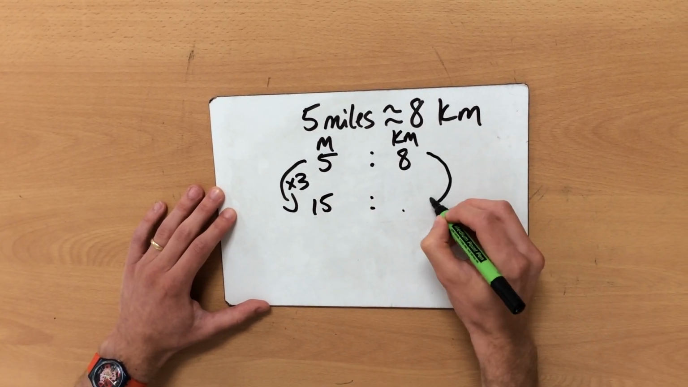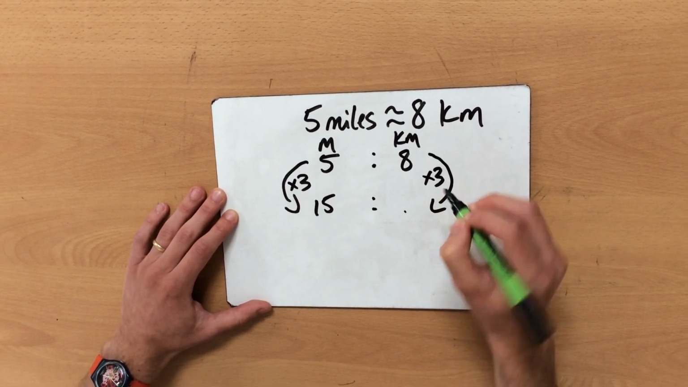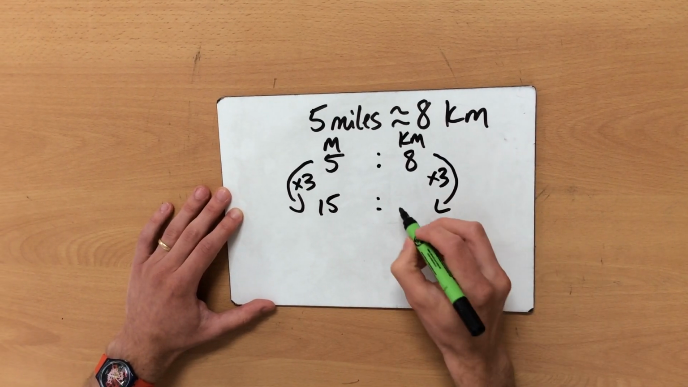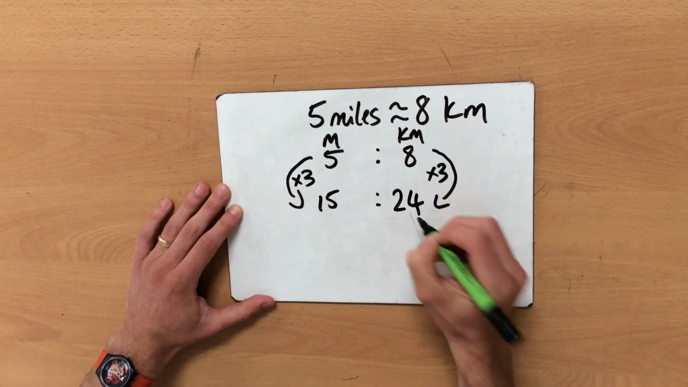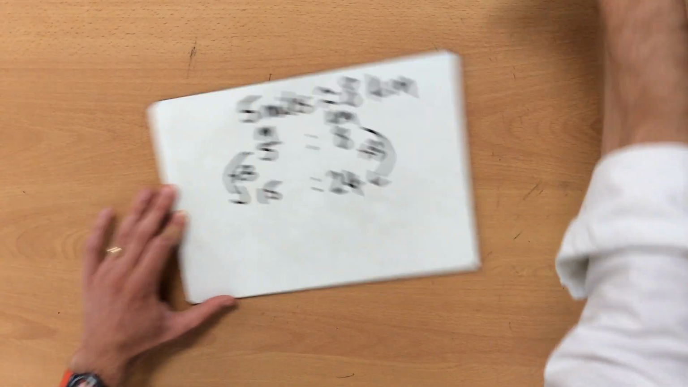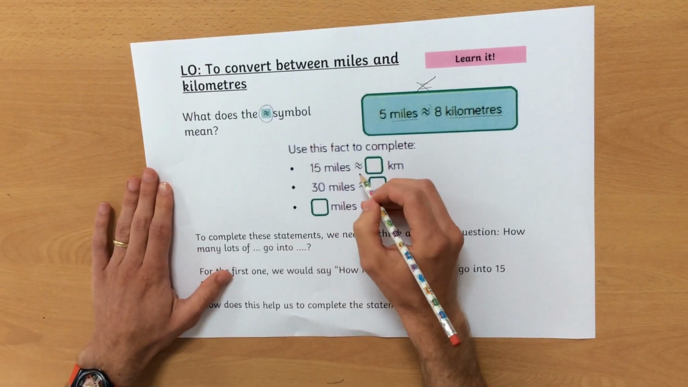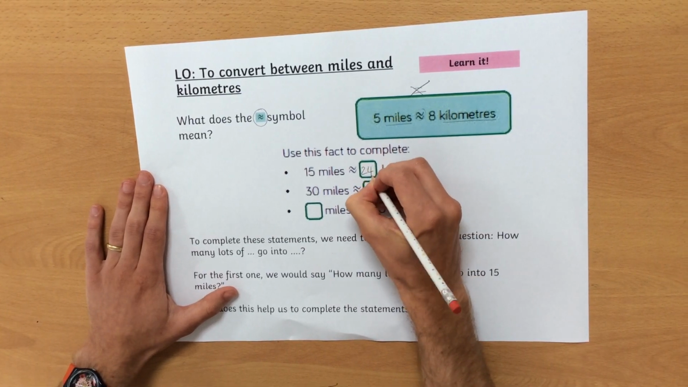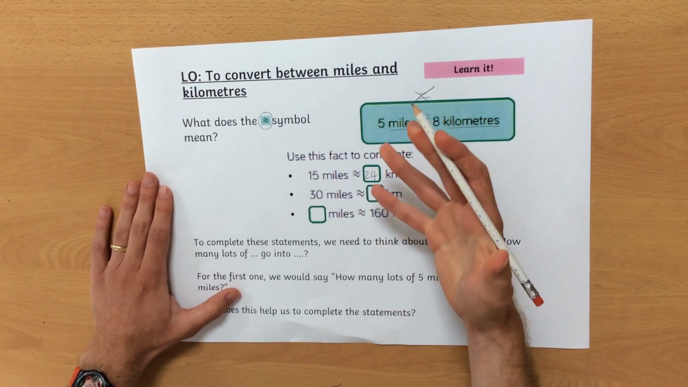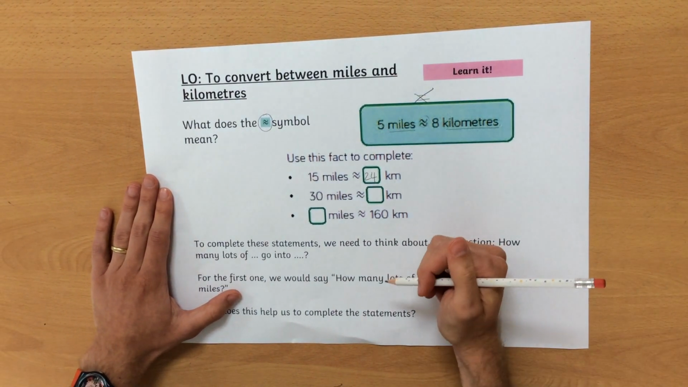So I'm going to do the same to the 8. 8 times 3: 8, 16, 24. So I'll go back to my original worksheet. 15 miles is approximately 24 kilometers. So using the ratios is really, really the key to this kind of calculation.